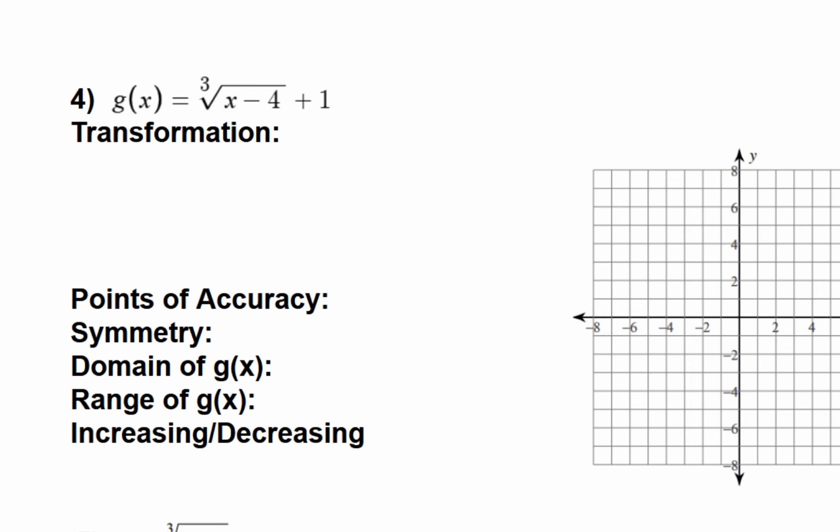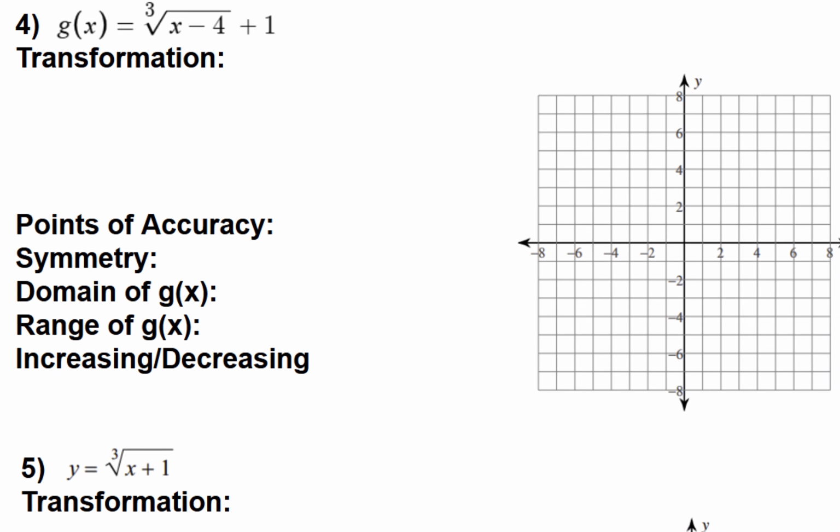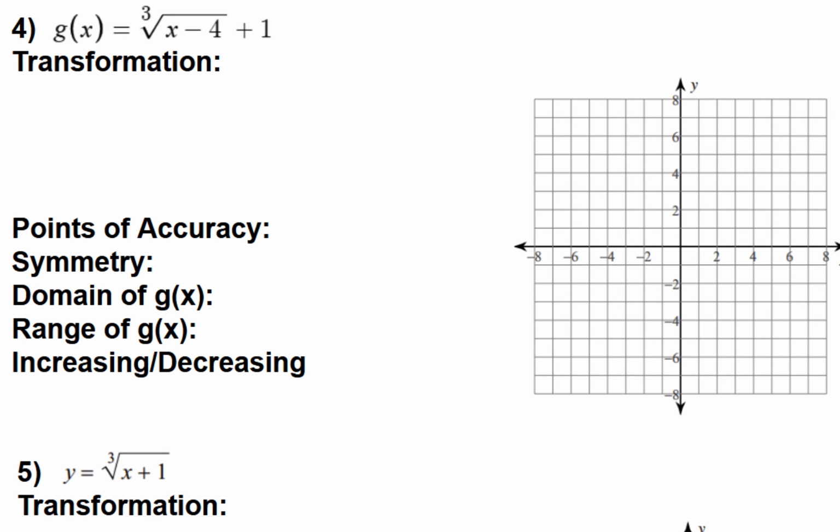Let's go to the next question. For question number 4, you have g of x is equal to the cube root of x minus 4 plus 1. Your first step is to identify the transformation. In this case scenario, g of x is translated 4 units to the right and up 1 unit.